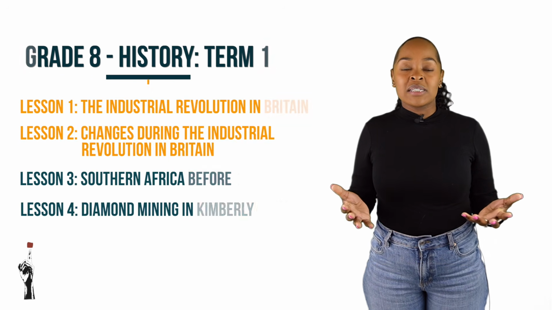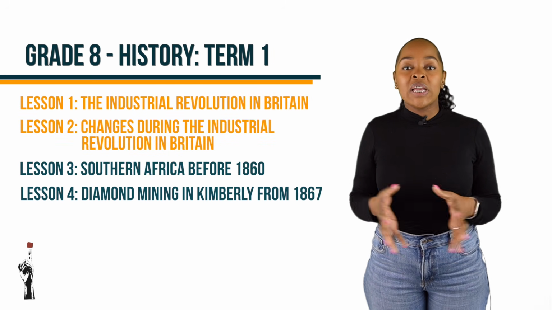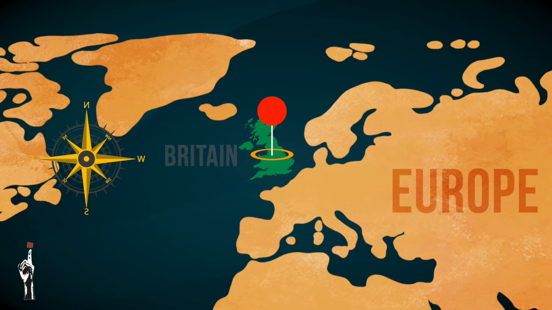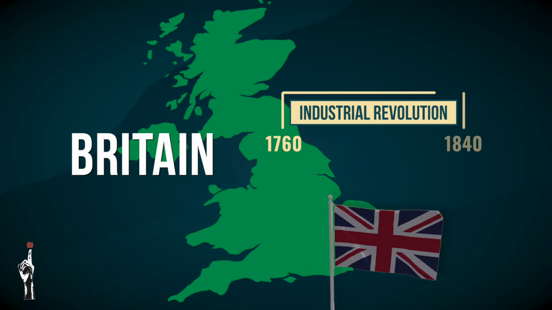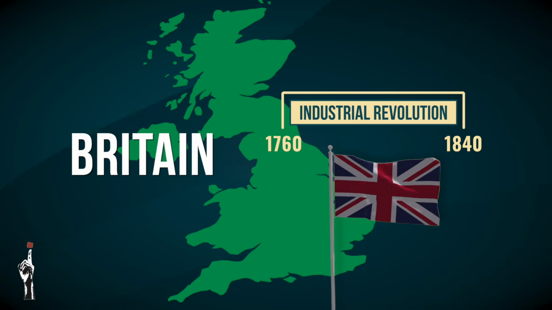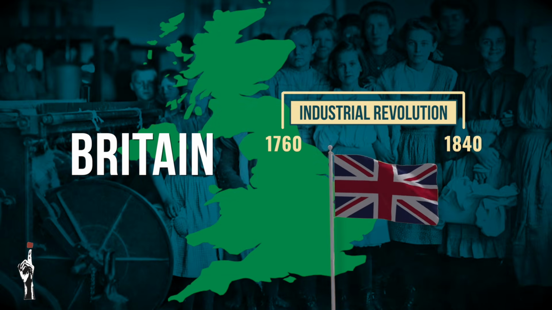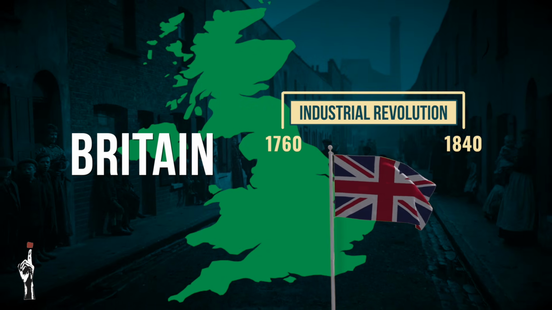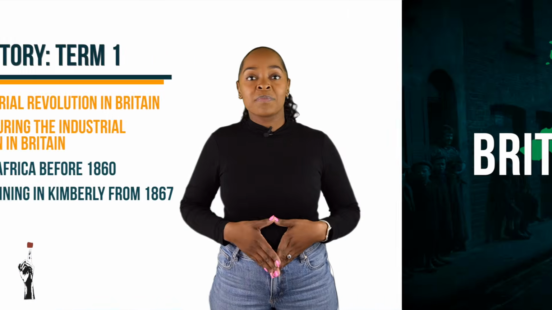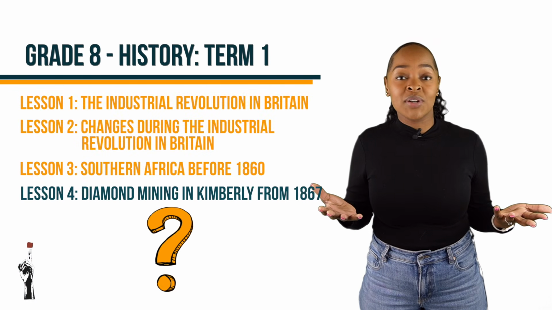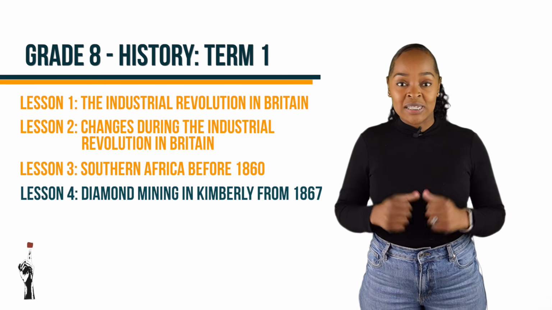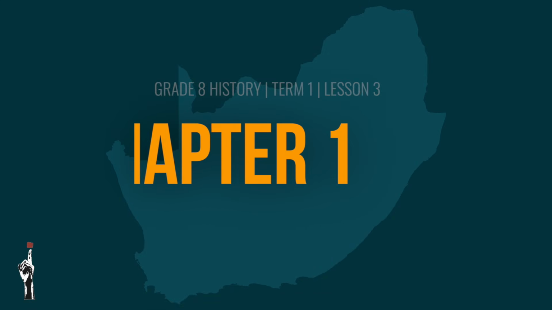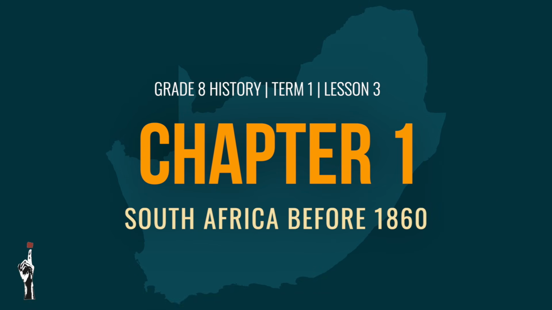In our previous lessons, we had an overview of the Industrial Revolution in Britain. If you remember correctly, the Industrial Revolution started at around 1760, and it changed Britain drastically over the years. What was happening in South Africa during this time? Well, that is what I'm hoping to answer during this lesson. So here we go, South Africa before 1860.